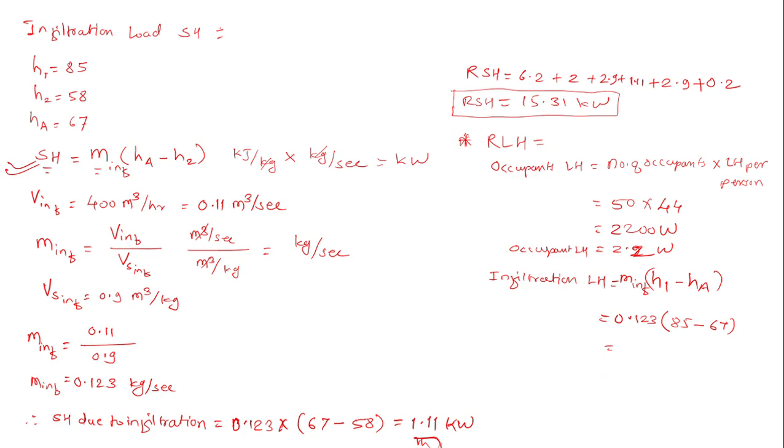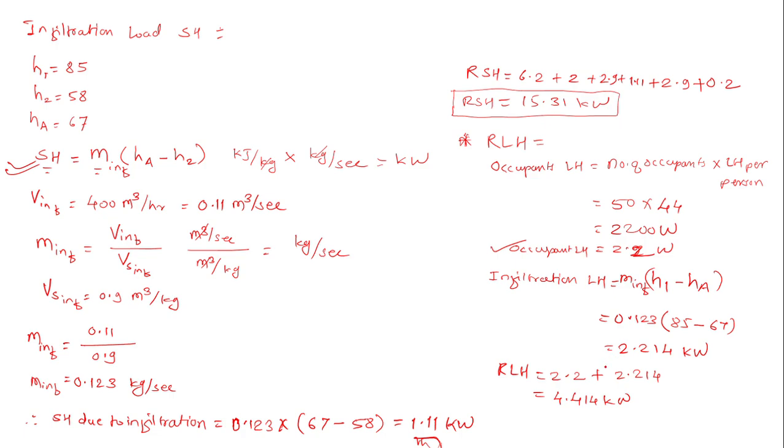It is 2.214 kilowatt. This is kilowatt because it is kilojoule per kg multiplied by kg per second. The kg cancels, and finally we have kilojoule per second, which is the kilowatt. So what will be the total room latent heat? That is the addition of the occupant latent heat and the infiltration latent heat. So it is 2.2 plus 2.214, which is 4.414 kilowatt.